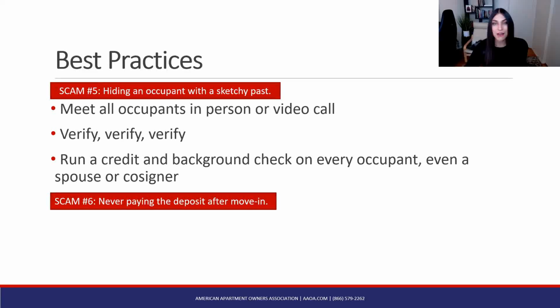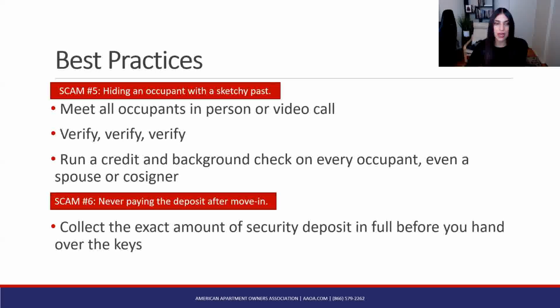So of course, after you do have the person who's applied, you've screened them, you're ready to get them to move in, but they're like, oh, I don't have the full security deposit, or, I'll pay it for you next week. That's not okay, right? You have to have that security deposit in full before they move in.